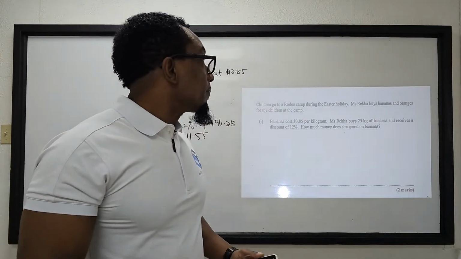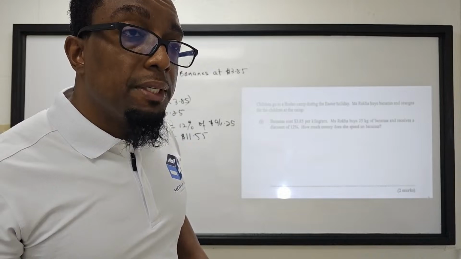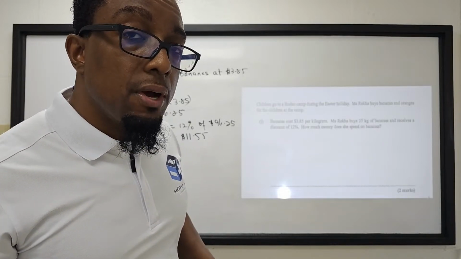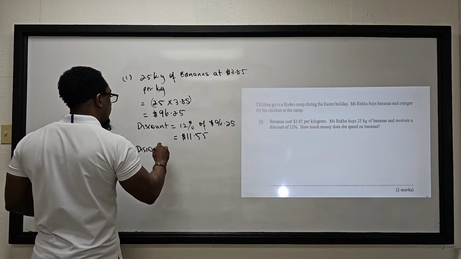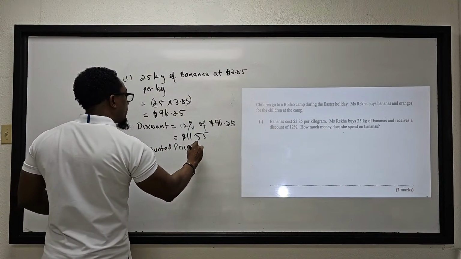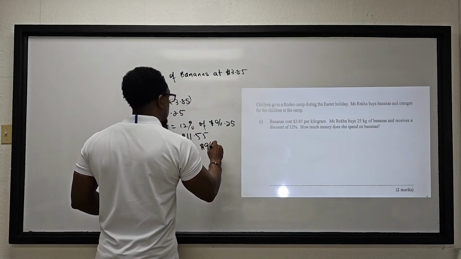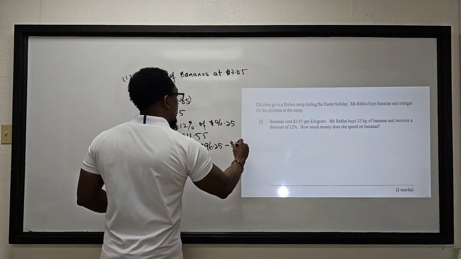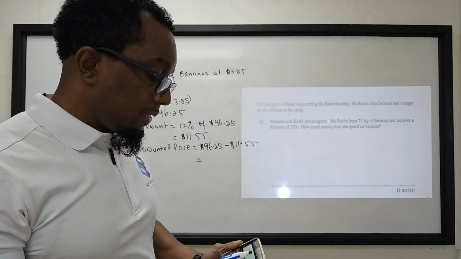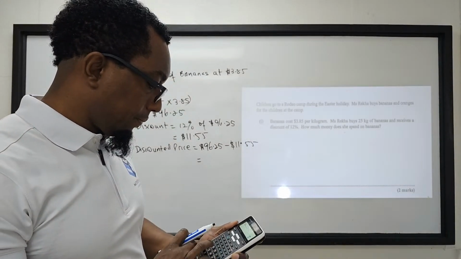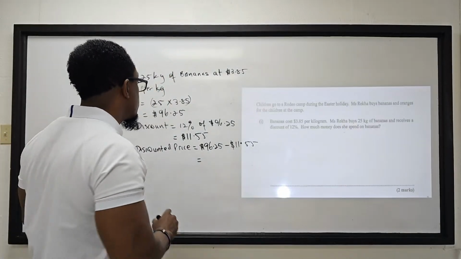And therefore, how much money does she spend? So what will be the discounted price? Let's learn how much money she actually spends after getting that discount. Her discounted price will be to subtract $11.55 from our $96.25. So we're going to get $84.70.